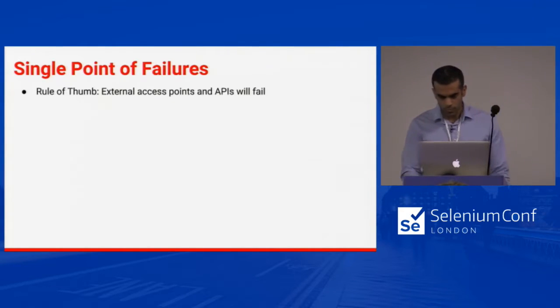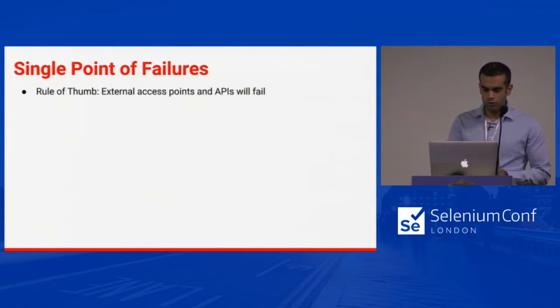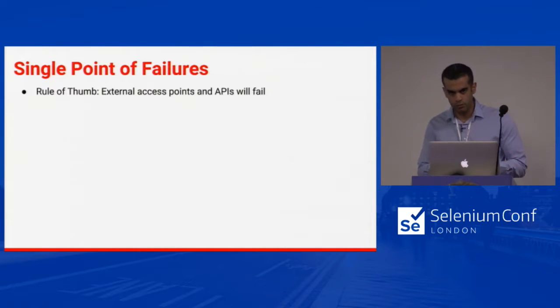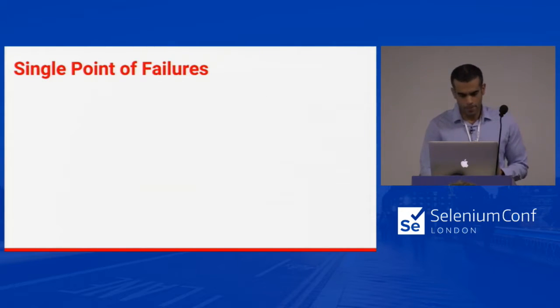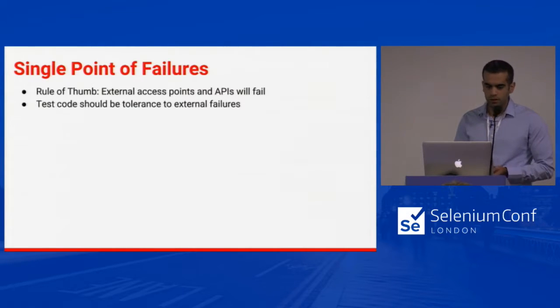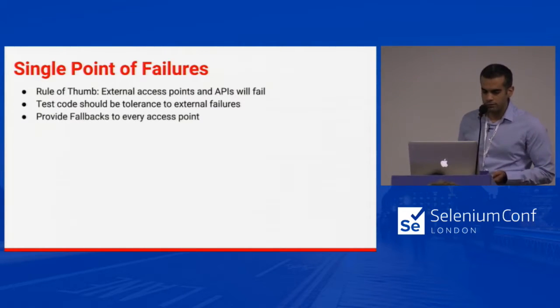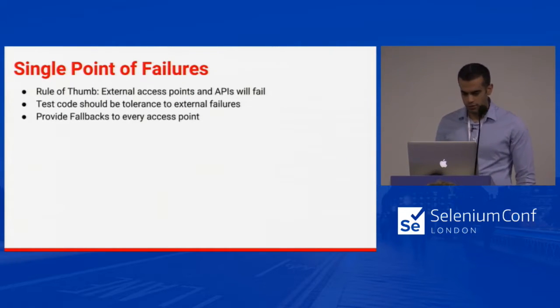And the rule of thumb here is that external access points and APIs will always fail. I mean by access points and APIs the external services that we invoke in our test in order to build up our test, not the services that we want to test, but the services that we build up the test upon. So our test code should be tolerant to these external failures, and we have to provide fallbacks to every access point that we invoke in our tests.